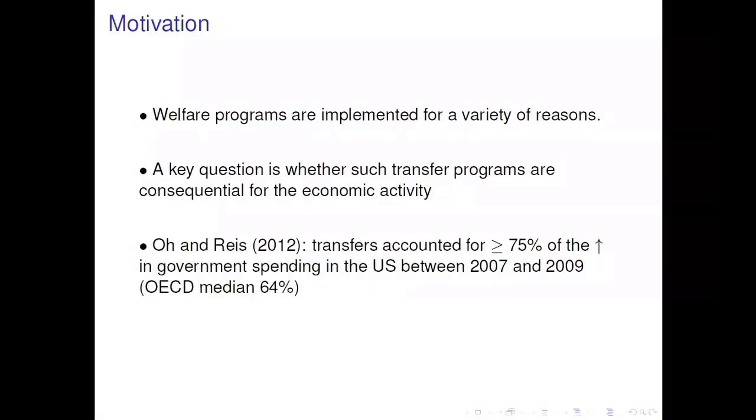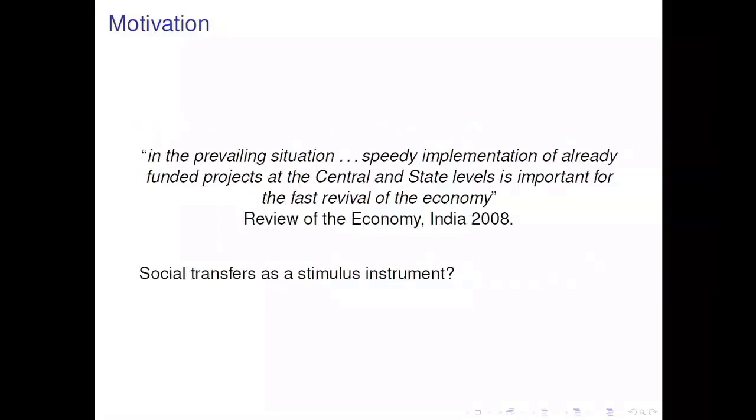And there's a bit of a disconnect between what was happening in reality and what was being reflected in research, because a lot of papers at that time were understanding the multiplier effect of government purchases. Well, as you can see, most of it was not government purchases, it was government transfers. And India is no different, because this was there in the Review of the Economy report in India, 2008. It said, in the prevailing situation, speedy implementation of already funded projects at the central and state level is important for the fast revival of the economy.